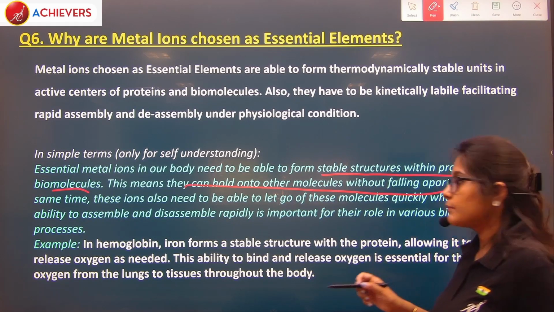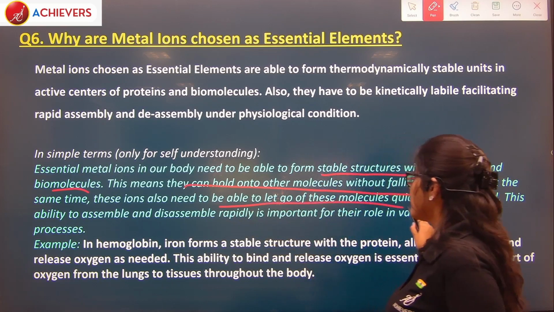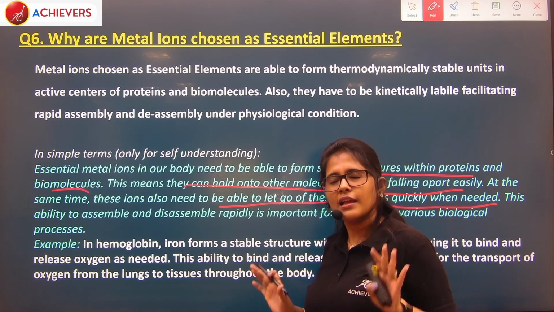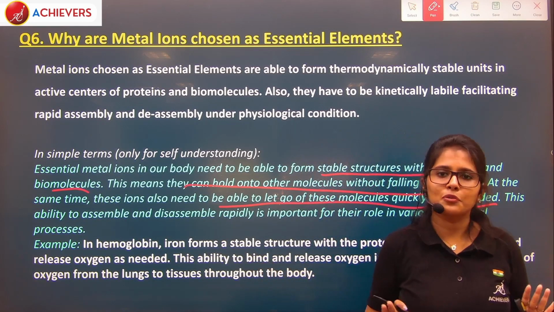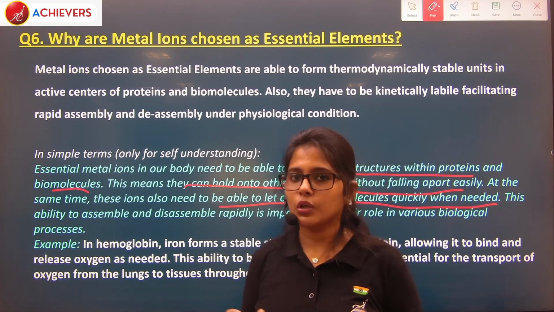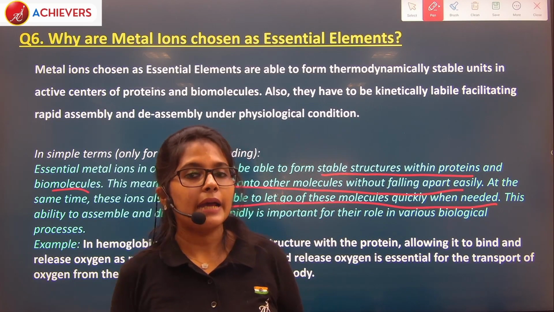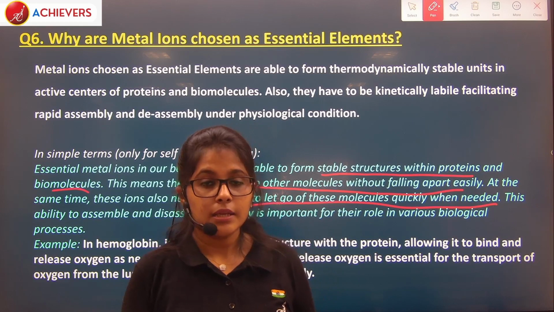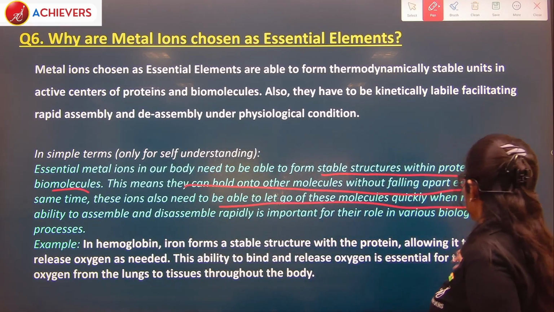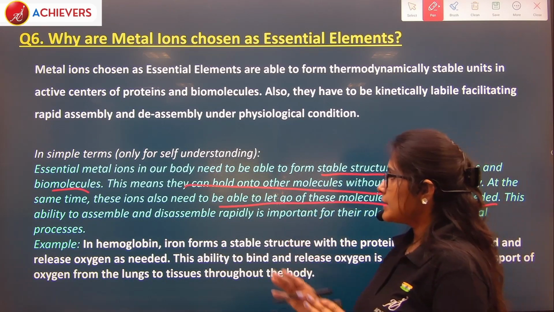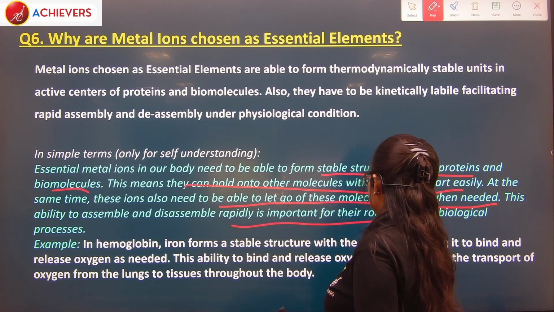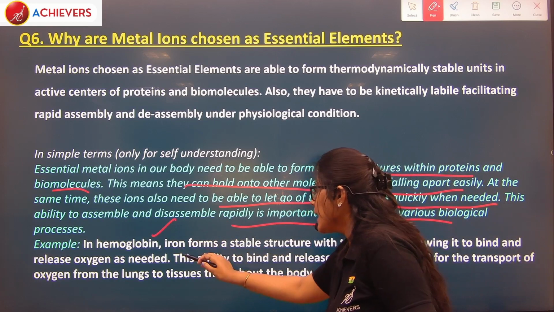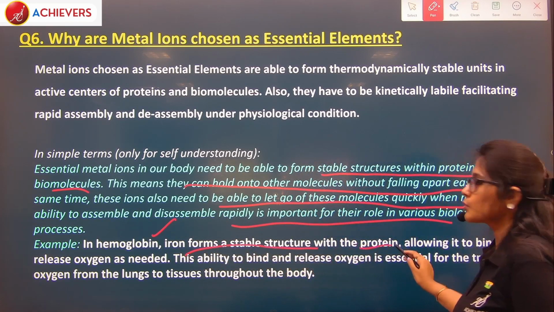At the same time, these ions need to be able to let go of these molecules quickly when needed. But they should not hold on forever; they should let go when necessary. So when needed, iron binds with the hemoglobin structure, and when needed, iron lets go. We will see examples. This ability to assemble and deassemble rapidly is important for their role in various biological functions. Example, in hemoglobin, iron forms a stable structure with the protein.